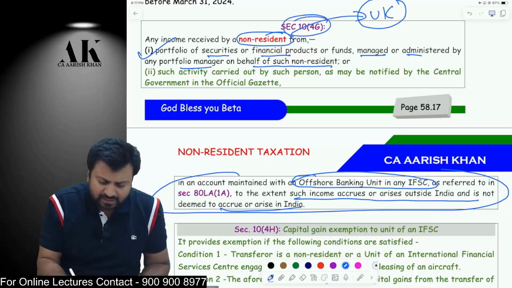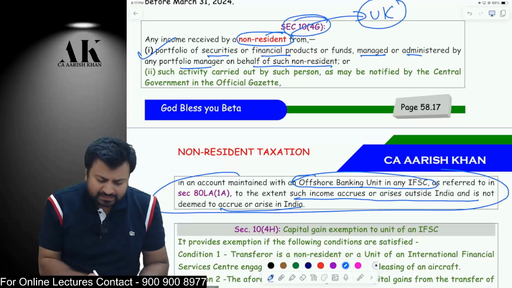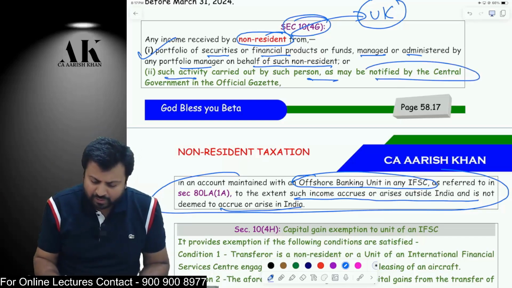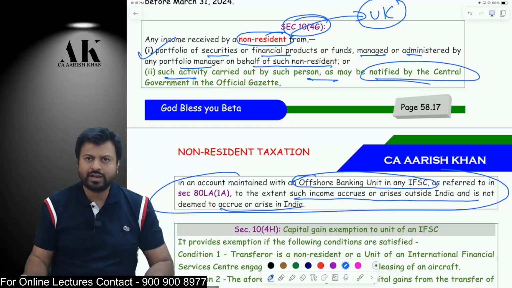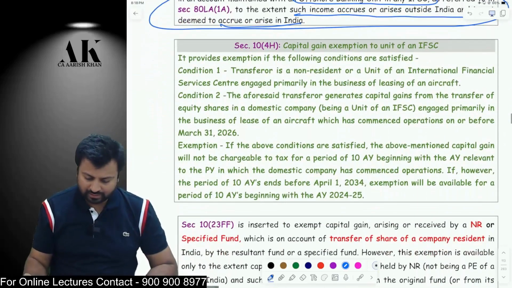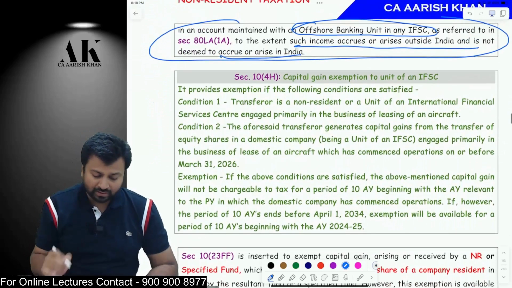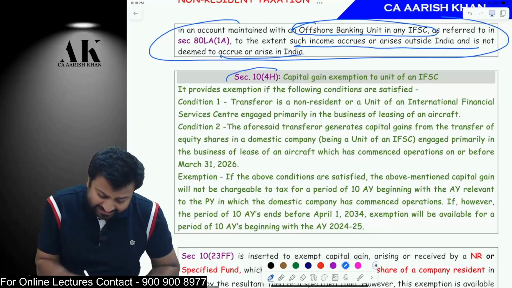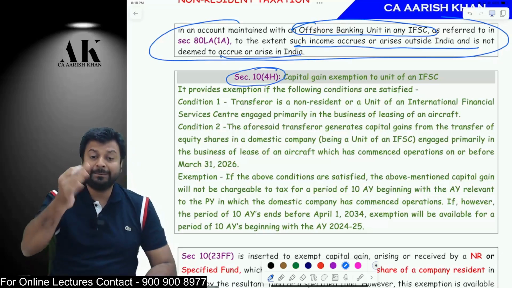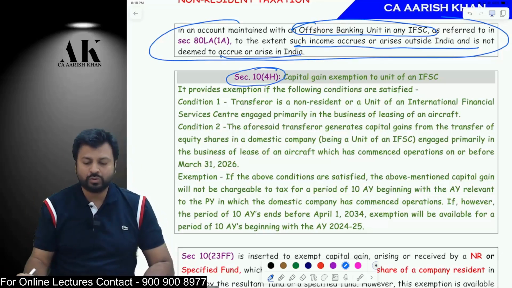Plus in this section, the Finance Act 2023 has made an amendment. They will add some more activities which will be notified by the central government. So far they have not added any activity. So thankfully, as of now, there is nothing over here. Okay. Now, the next provision is what? Again, an exemption under section 10, which is for capital gains now. Capital gain exemption to a unit of an IFSC.